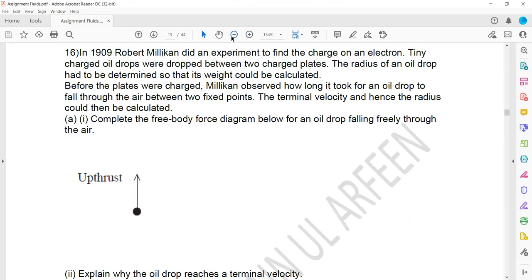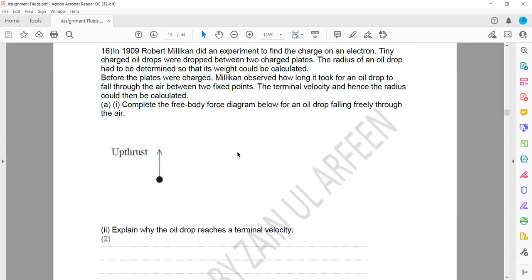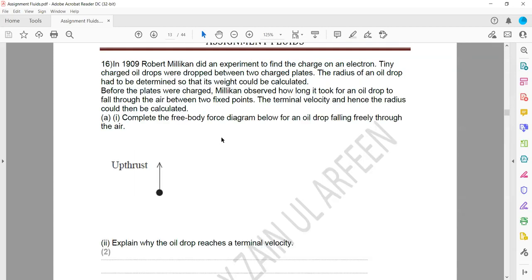In 1909, Robert Millikan did an experiment to find the charge on an electron. The charged oil drops were between the two charged plates, and the radius of the oil drop had to be determined so that its weight can be calculated. Before the plates are charged, Millikan observed how long it took for an oil drop to fall through air between two points. The terminal velocity, hence radius, could be calculated. Complete a free body force diagram for it falling through the air.